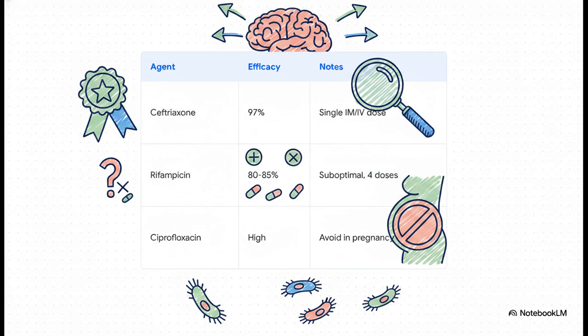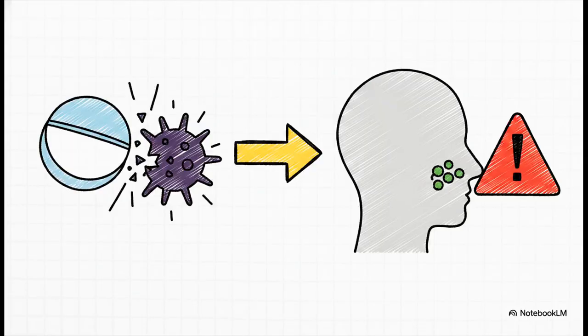Ciprofloxacin is also highly effective as a single dose, but you absolutely must avoid it in pregnancy. Oh, and here is a super sneaky little fact for you. Let's say your index case was treated with penicillin, which is totally appropriate once susceptibility is confirmed. Penicillin will absolutely cure the invasive disease, but it does not reliably clear the nasopharyngeal colonization. What does that mean for you? It means you still must give a prophylactic agent at the very end of their treatment just to eradicate the carriage.